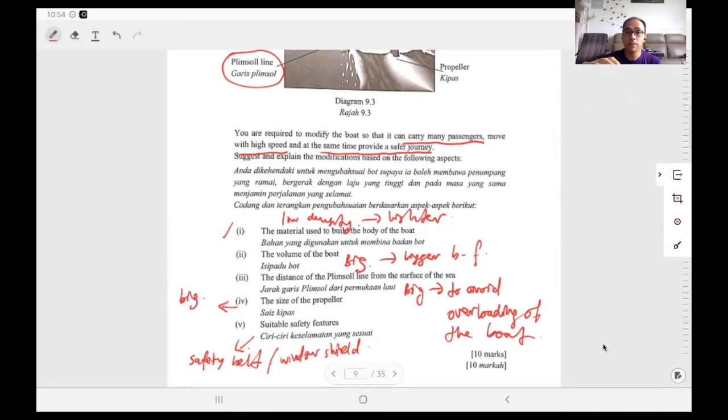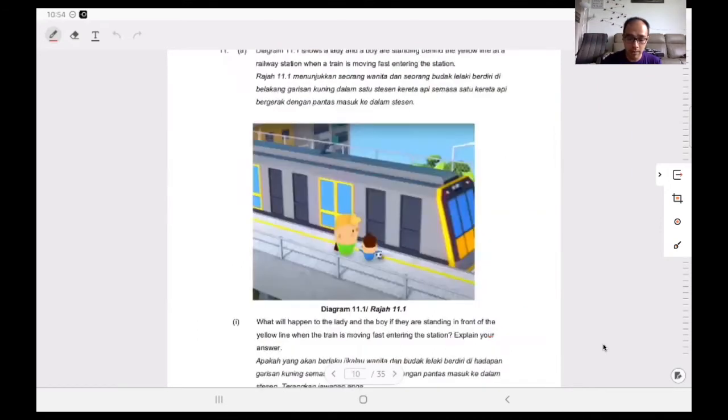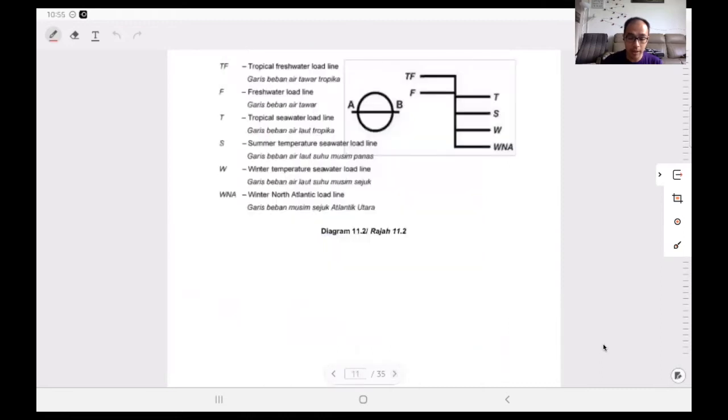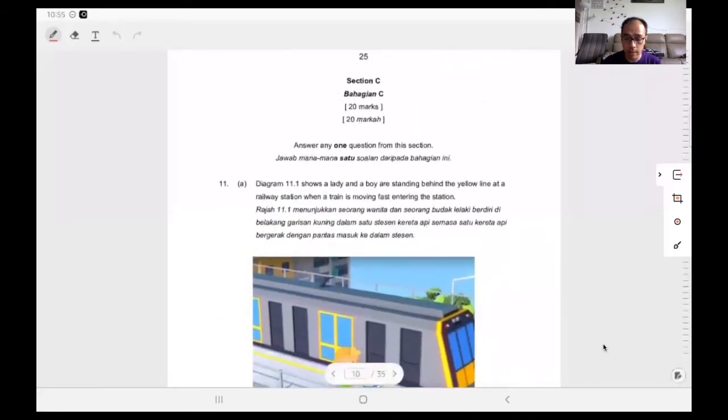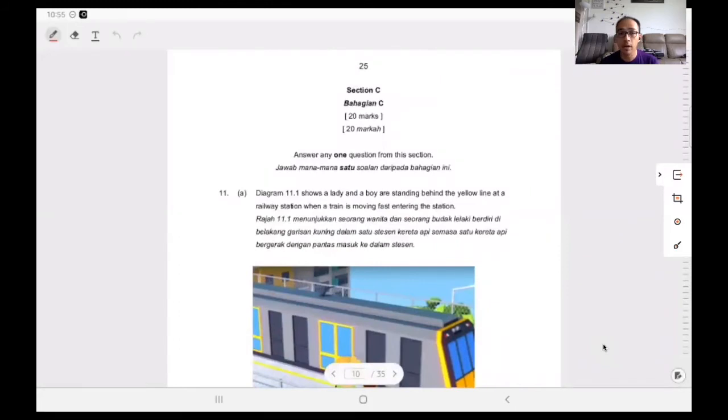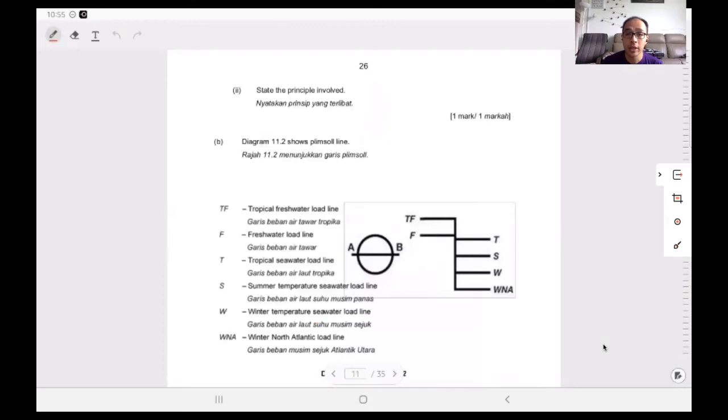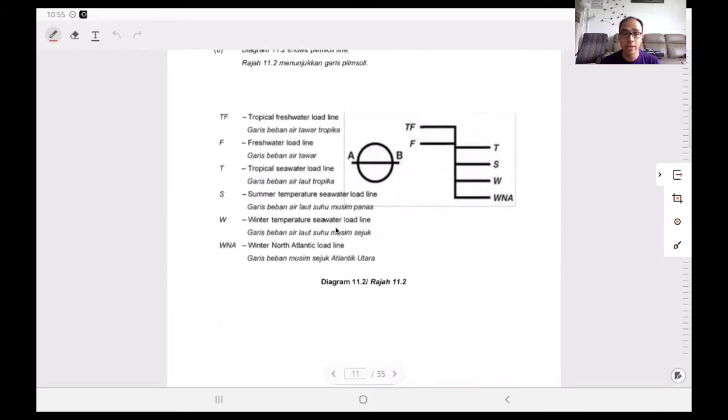So this is a very interesting question because it comes out again. This is, oh dear, what state is this? How come I lost all my states? This is Penang. Penang question 11 also asks something to do with the plimsoll line. Diagram 11.2 shows the plimsoll line, as you can see here. Different types of waters will show you different levels on where it is.